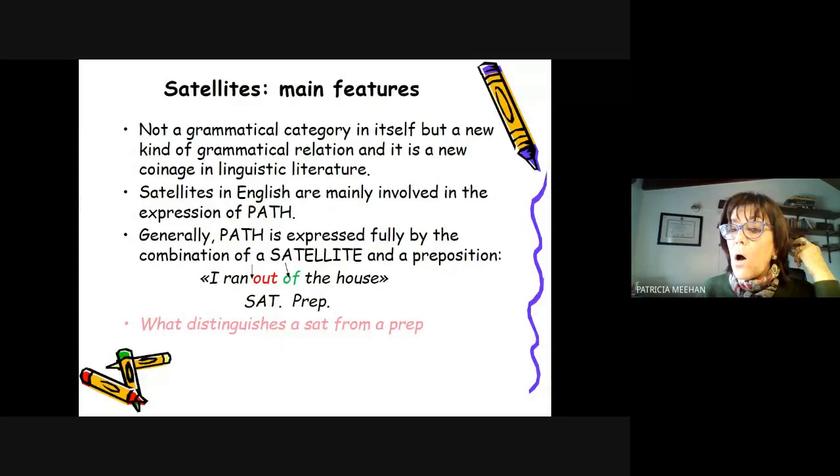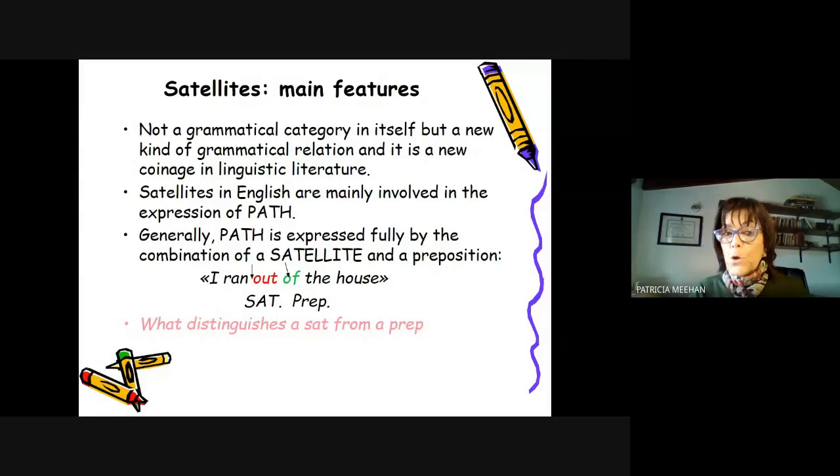Now, because of is a preposition, and it always exists together with a noun or noun phrase, it would be ungrammatical to say what? You tell me. I ran out of. I ran out the house. It's ungrammatical because out is a satellite. And I ran out of is also ungrammatical because I need a noun. I cannot say, I ran out of. No, out of what? Out of where?